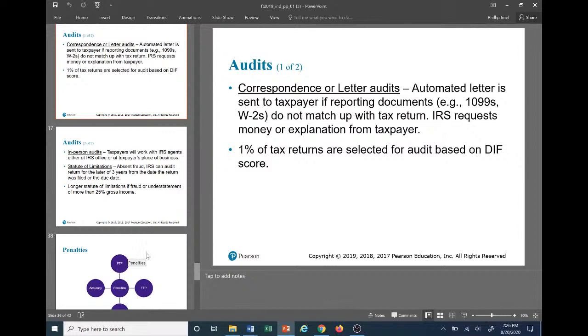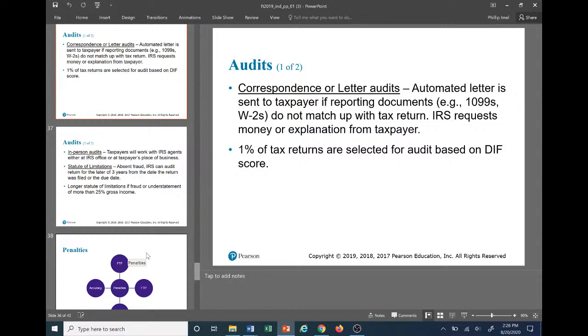Okay, let's talk a little bit about audits. I'm sure we've all probably either had a course in audit by now, or you're getting ready to take one, or maybe you're currently in one. But pretty much auditors are the ones conducting the audits, obviously. So let's talk about that in regards to the IRS.